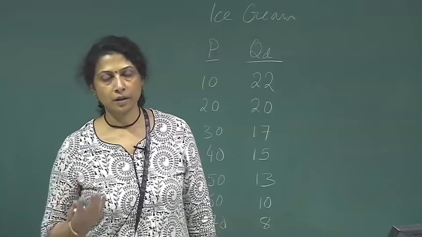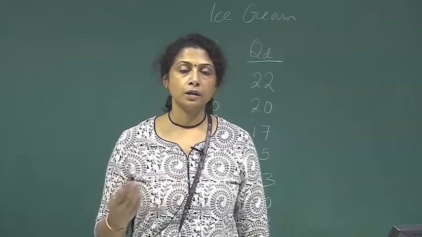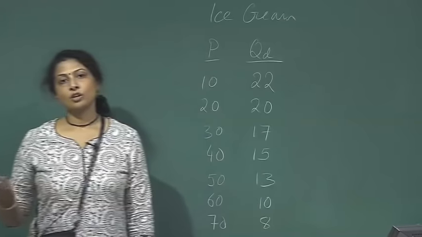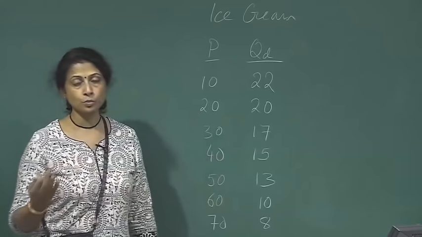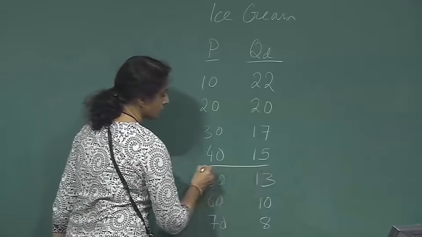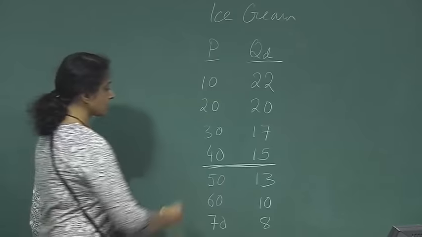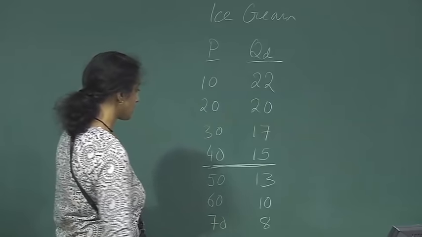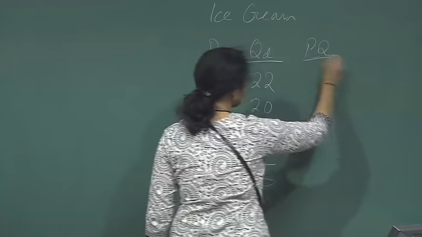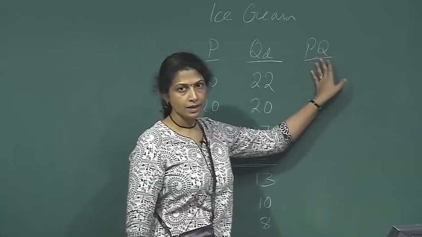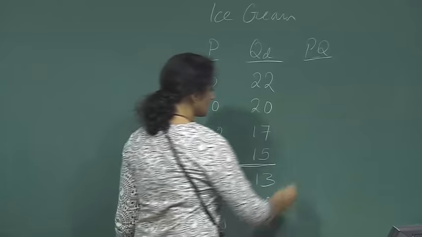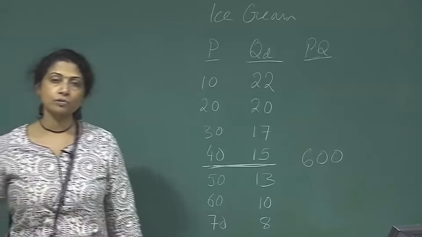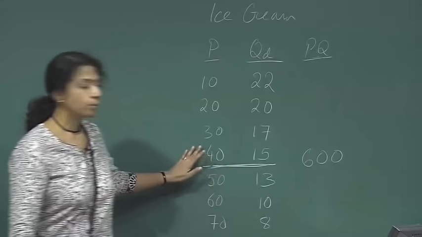Now, where does elasticity come in? Say for example, I am an ice cream producer. In the last class, what was the equilibrium that we arrived at? We arrived at this equilibrium. So say currently the market price is 40, and I'm selling 15,000 cones of ice cream. What is my revenue? The revenue that I'm earning is the total sale that is happening in the market. That is 600.